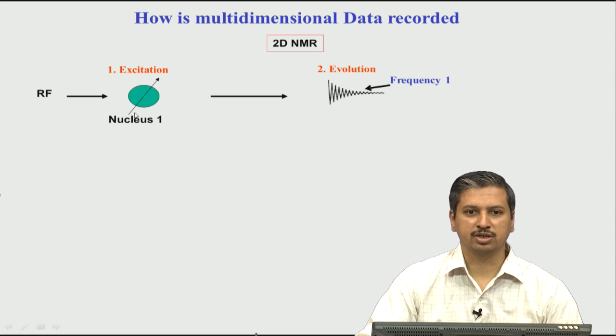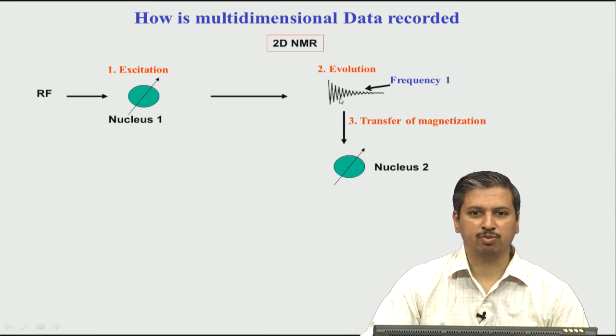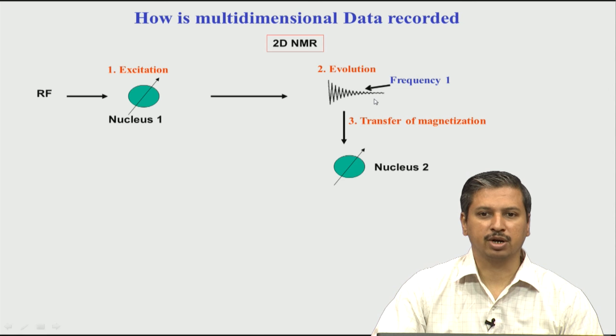When you excite one proton, it starts evolving because of its chemical shift, and during that period it also starts transferring its magnetization to a second nucleus because of the J coupling. This happens spontaneously; there is no need for anything to be done from the spectrometer side, and no pulse needs to be applied. During the period when it is in the xy plane, it transfers magnetization to the neighboring spin to which it is coupled. Once it has transferred the magnetization, nucleus 2 is now ready.